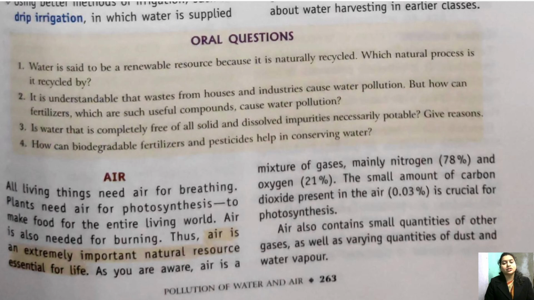Now let's move to the next topic of this chapter, which is very important, that is air pollution. Before starting what is air pollution, we'll talk about what is air. So, children, the first thing that comes to our mind when we talk about air is that air is very important for the survival of all living things like humans, animals, plants, microbes. For the survival of each and every individual living thing, air is very important.